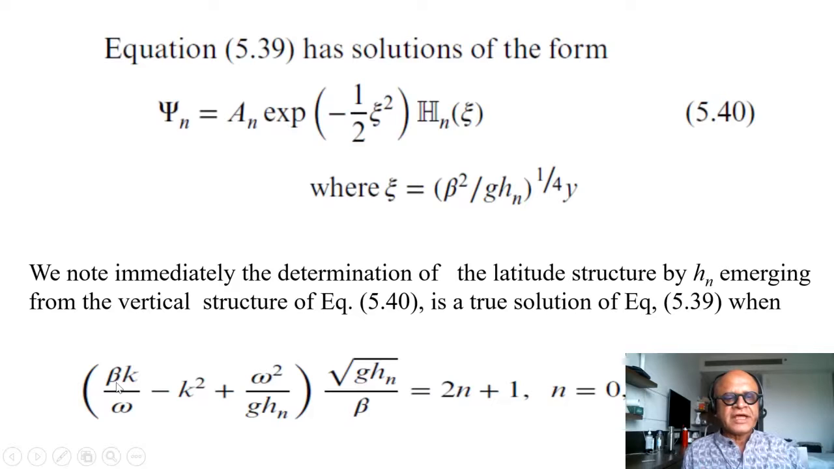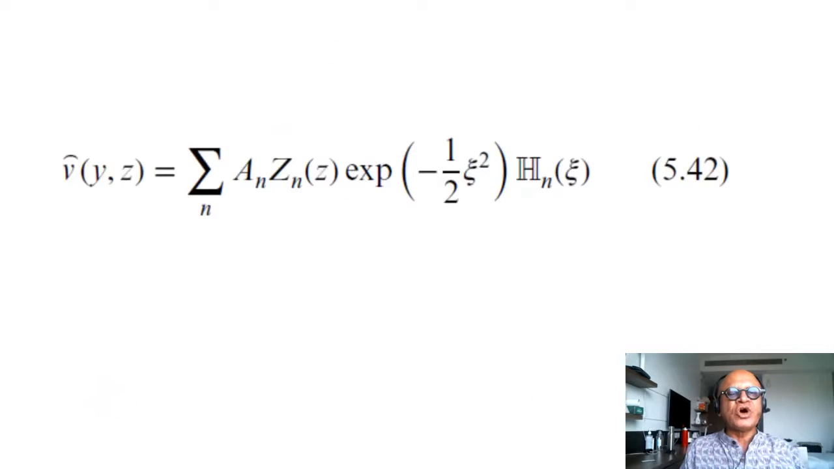Okay, so that is minus beta k over omega minus k squared plus omega squared over GHn times square root GHn. So that is c divided by beta equal to n plus 1, where n goes from 0, 1, 2, and so on. So now you are basically defining modes of waves. Okay, it's a superposition of waves, as we will see later on.